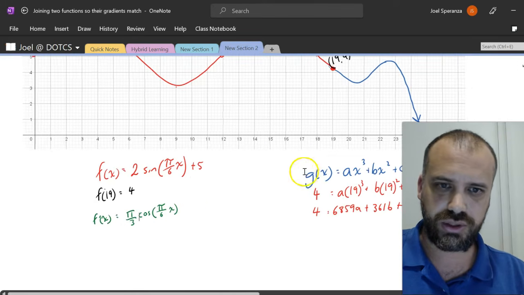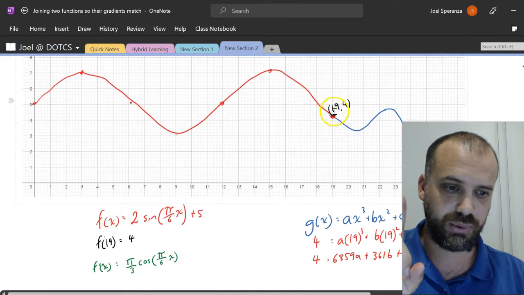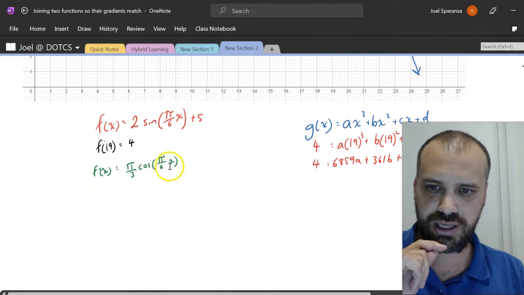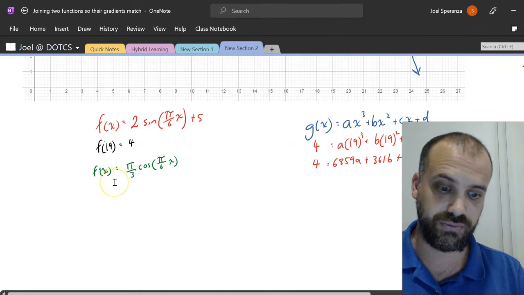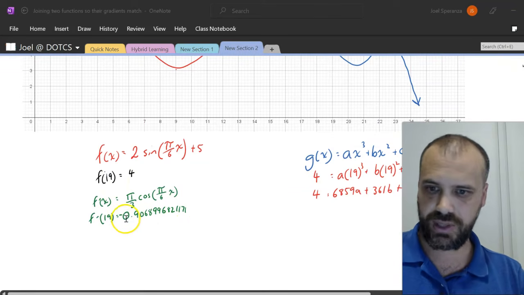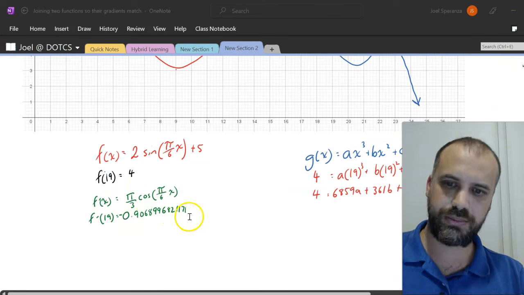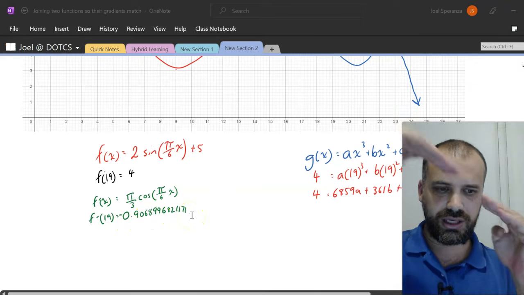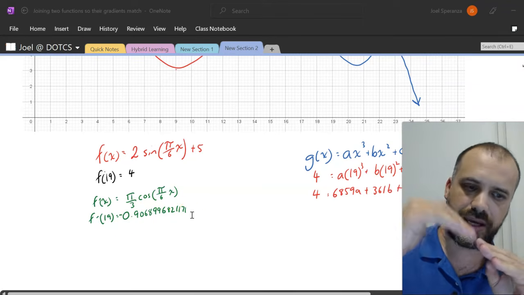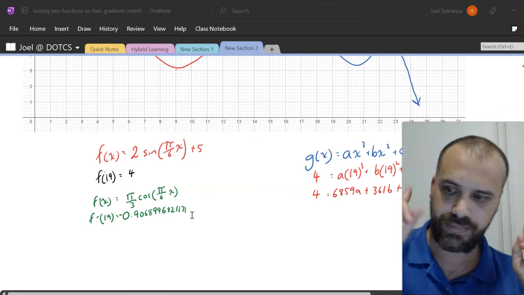Now, I want to know the gradient at a particular point when x equals 19. So if I sub 19 for x here, I'll get a value. I'll admit I was hoping for a nicer value than that, but that's what it is. I've kept heaps of decimal points because I'm trying to get a very accurate picture of this meeting at the same point with the same gradient.